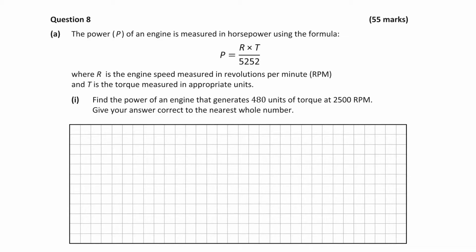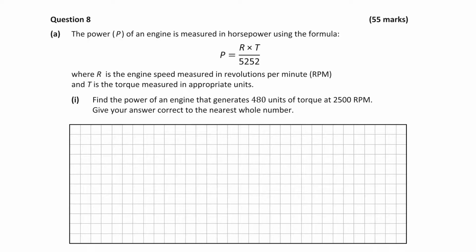Okay, so what we're going to look at here is the 2019 Paper 1, Question 8 for the Leaving Cert Ordinary Level. The power P of an engine is measured in horsepower using the formula P is equal to R times T divided by 5,252, where R is the engine speed measured in revolutions per minute, and T is the torque measured in appropriate units. Find the power of the engine that generates 480 units of torque at 2,500 revolutions per minute. Give your answer correct to the nearest whole number.